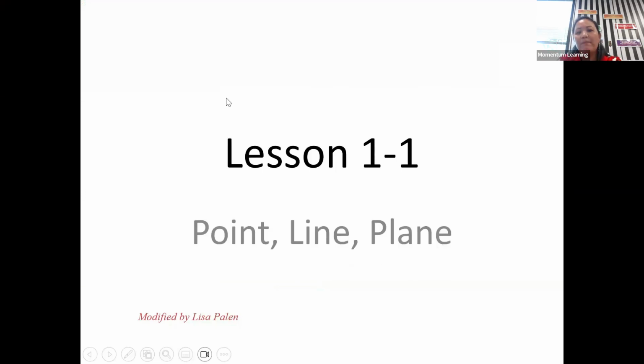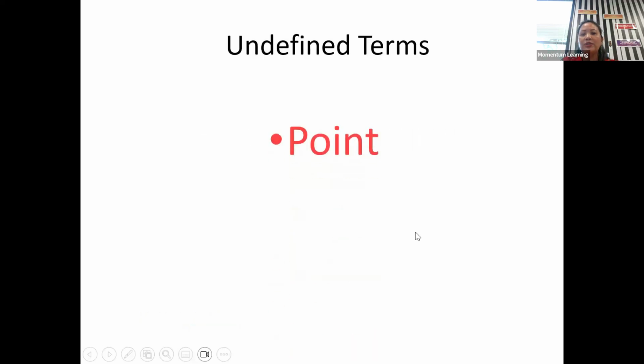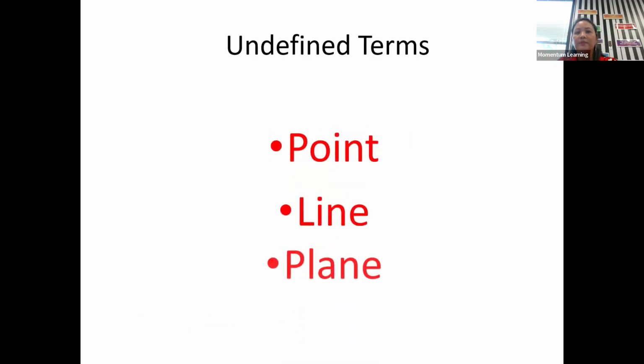So we're starting out with the basics or foundation of geometry, related to anything with point, line, and plane. With geometry, we have 2 types of terms. So 2 types of terminology.